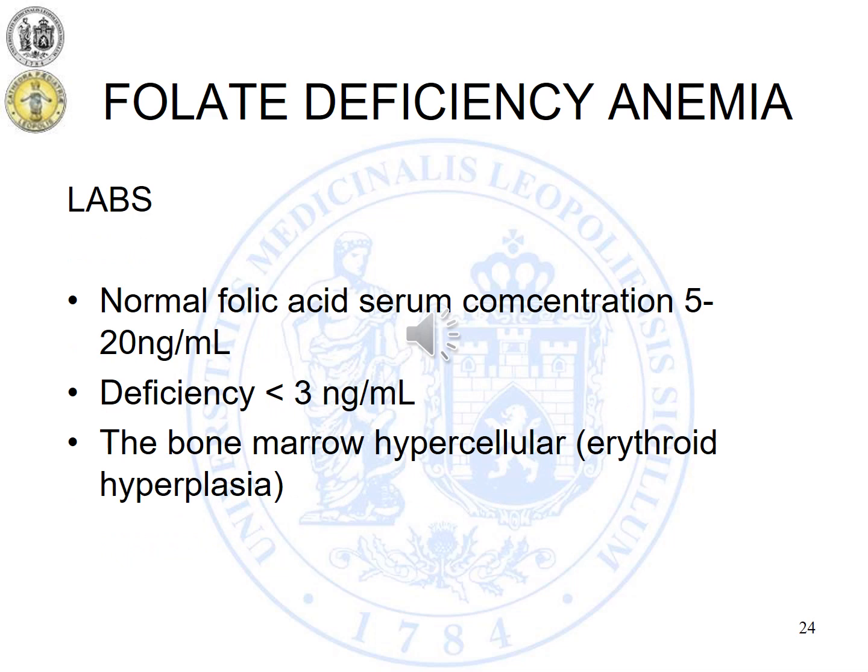So, in the normal body, folic acid levels are at 5 to 20 nanograms per milliliter, and deficiency is accompanied by levels less than 3 nanograms per milliliter. The bone marrow looks hypercellular because of erythroid hyperplasia. Megaloblastic changes are prominent, although some normal red blood cell precursors may also be found.